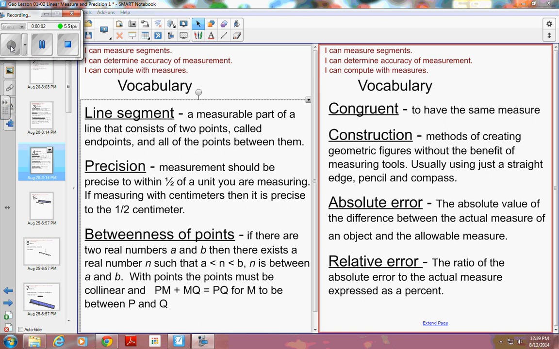Okay, this is Geometry, Chapter 1, Section 2. This is the vocabulary here. If you want to take a moment and pause the video, you can copy down your vocabulary words with definitions, and I'll come back in just a minute and describe them each.